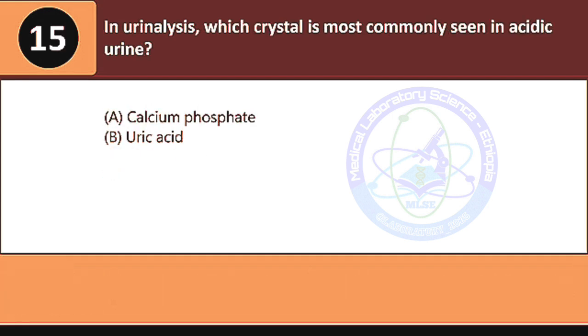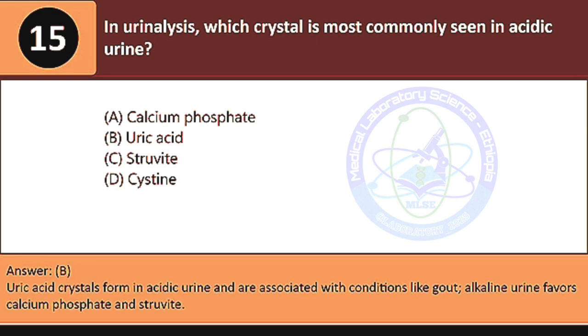In urinalysis, which crystal is most commonly seen in acidic urine? A. Calcium phosphate. B. Uric acid. C. Struvite. D. Cystine. Answer: B. Uric acid crystals form in acidic urine and are associated with conditions like gout. Alkaline urine favors calcium phosphate and struvite.